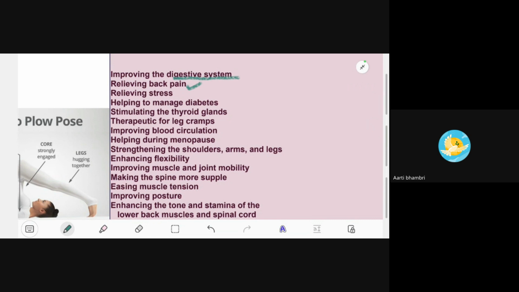Okay, relieving the back pain. But those who are already in back pain, severe or acute, shall not do this. Okay, relieving the stress. How will it relieve the stress? It will relieve when we give oxygen to our brain.